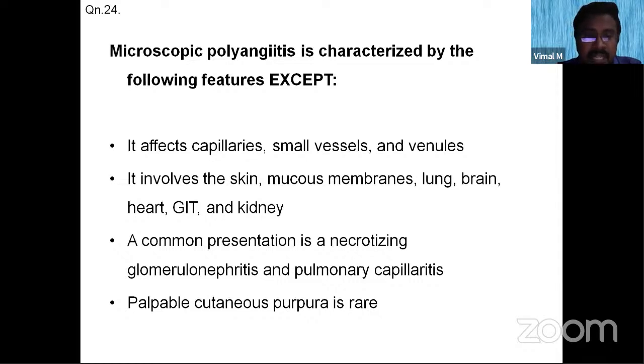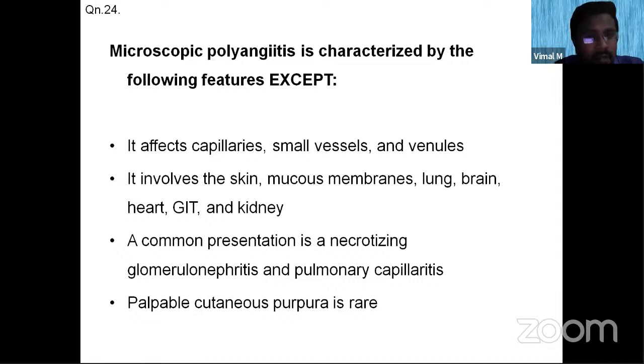A common presentation is necrotizing glomerulonephritis and pulmonary capillaritis. If you carefully see, in one option itself, they are giving a clue to solve the other option. So first here they have said capillaries, small vessels and venules are involved. And here also they are indirectly saying that the presentation is necrotizing glomerulonephritis and pulmonary capillaritis. Okay, so I am just trying to tune your mind to solve the MCQs.